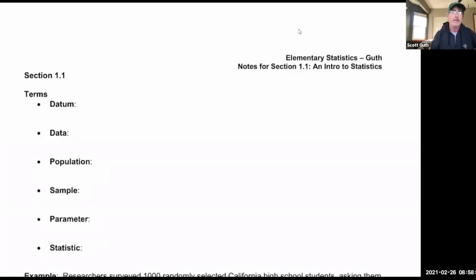Okay, so this is section 1.1 from the book. It's just basically an intro to statistics. Okay, so basic terms for statistics.